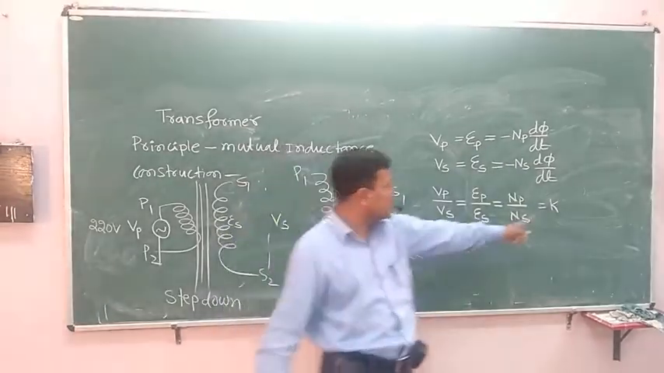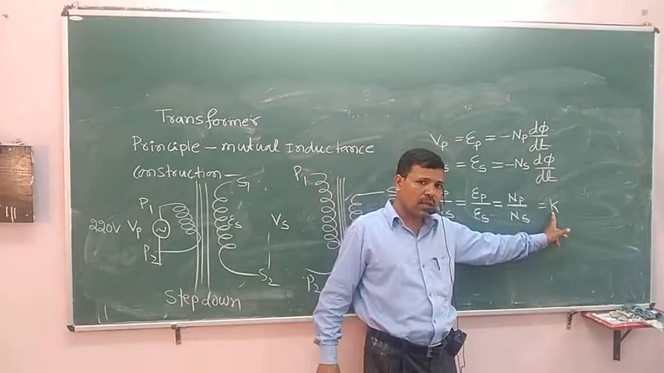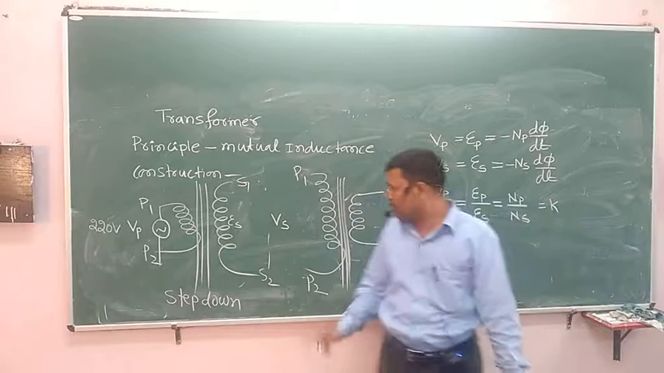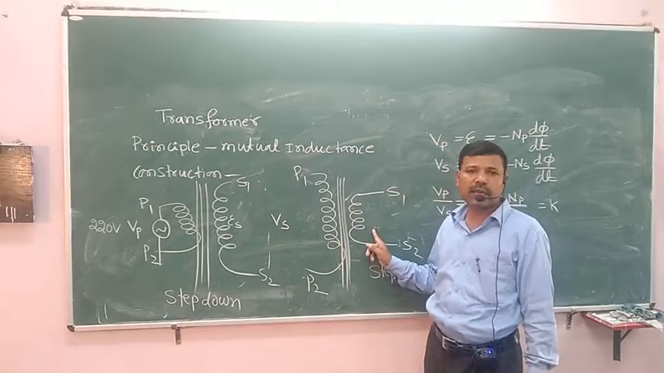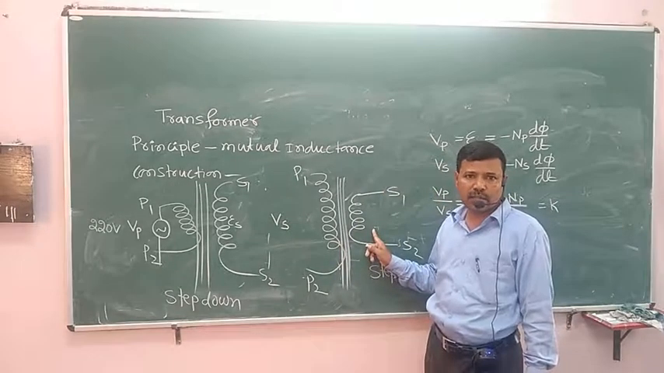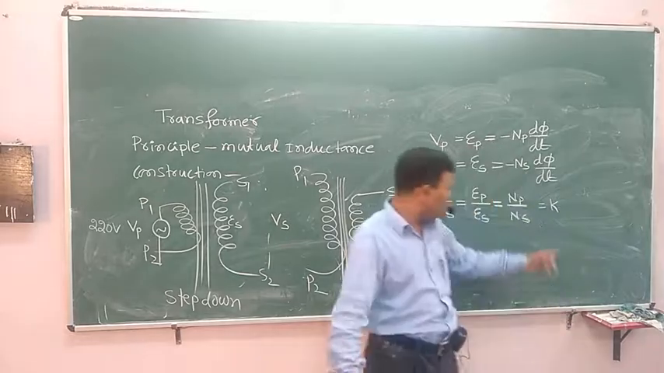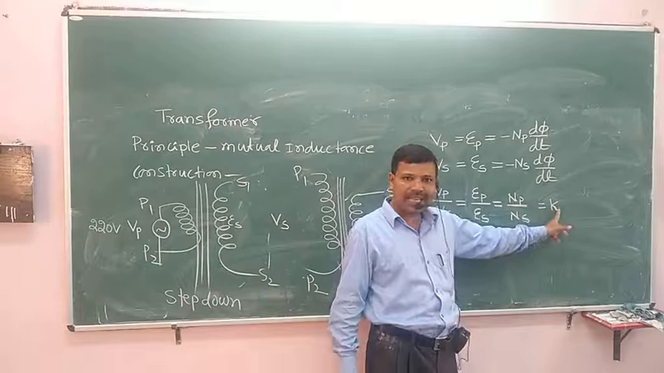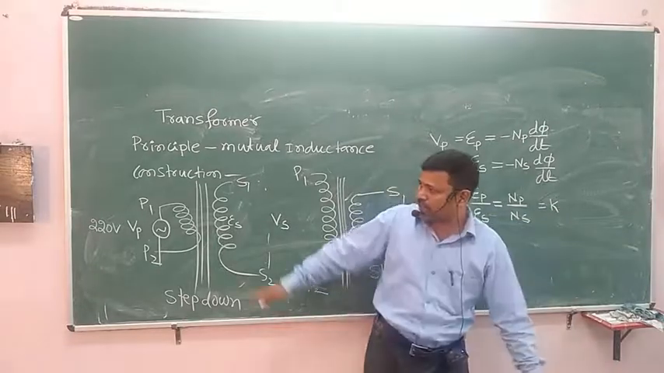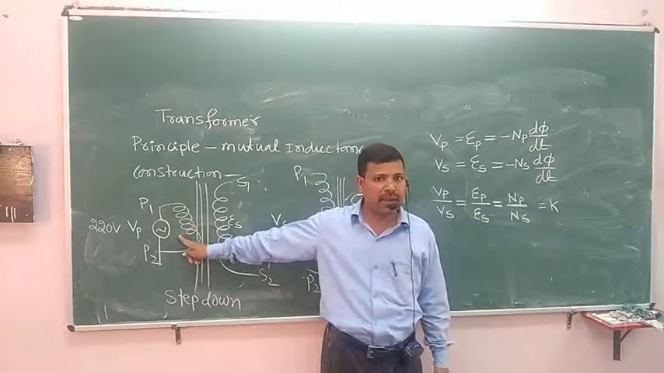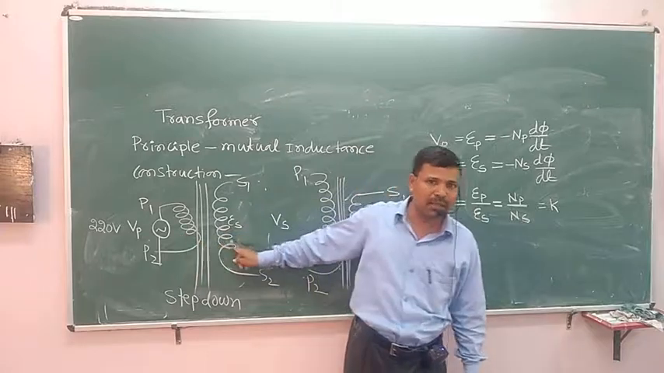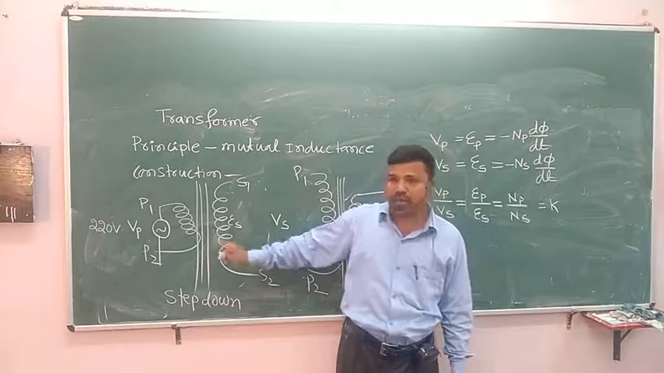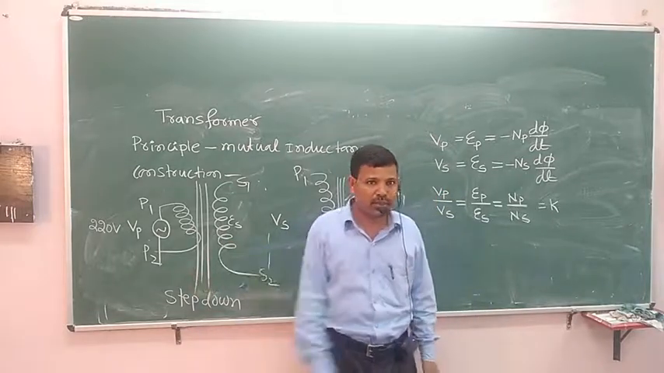If this K is more than 1, that means Np is greater than Ns. Such a transformer is called step-up transformer. If K is less than 1, then Np will be less than Ns. That means the number of turns in the primary coil is lesser than the number of turns in the secondary coil. Then that transformer is known as step-down transformer.